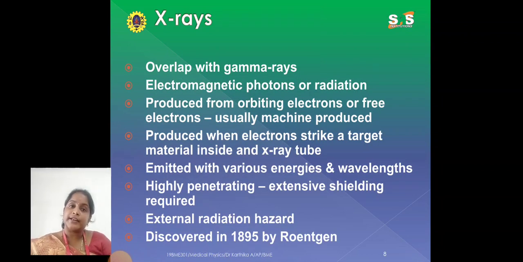Then what about X-rays? X-rays overlap with gamma rays. Here the electromagnetic photon radiation is produced from orbiting electrons or free electrons, usually machine produced. It is produced when electrons strike a target material inside the X-ray tube. X-rays are emitted with various energies and wavelengths. X-rays are highly penetrating. Extensive shielding is required as with gamma rays, and they can cause an external radiation hazard. These X-rays were discovered in 1895.